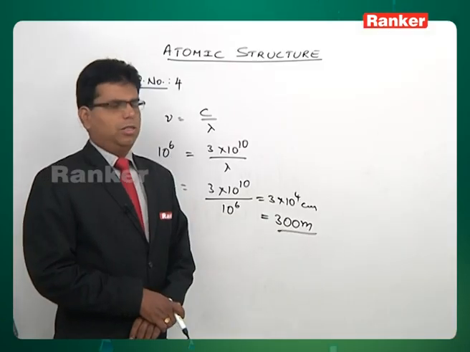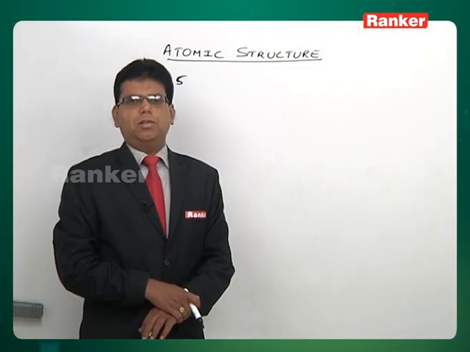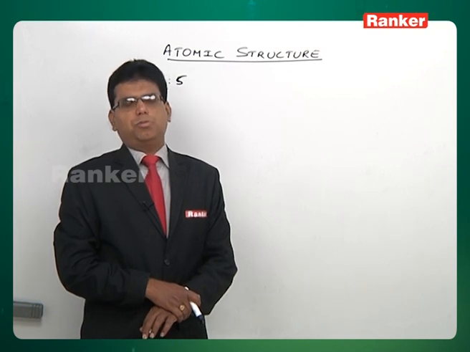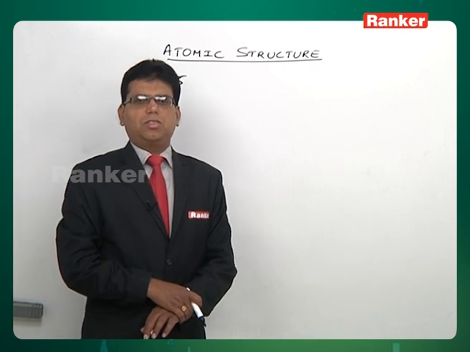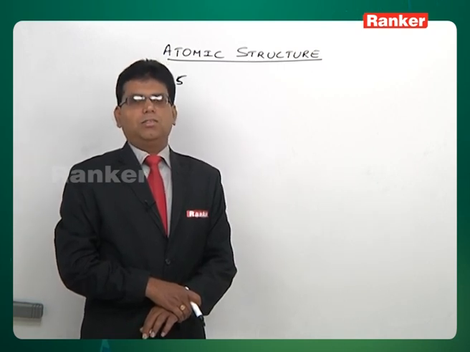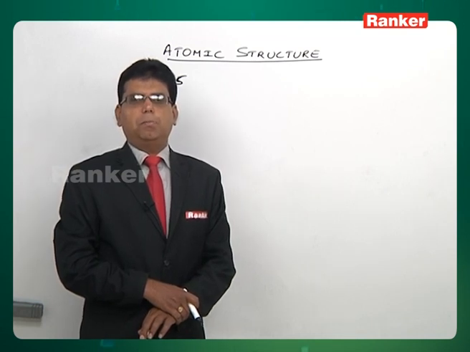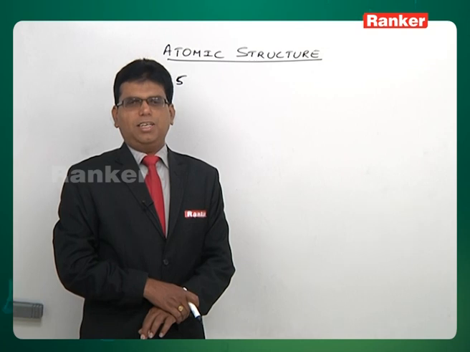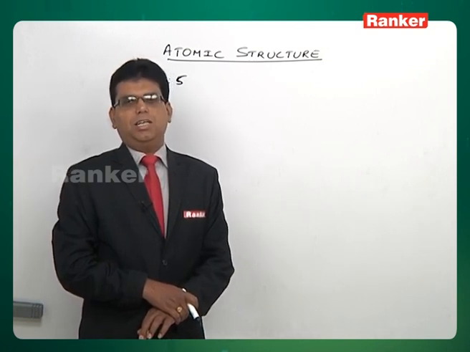Now let's move to question number 5. It is purely a conceptual question. 6C14 and 7N14 are two nuclides: 6C14 is an isotope of carbon, 7N14 is an isotope of nitrogen. These are the nuclei of two different elements having the same mass number, but different atomic number.